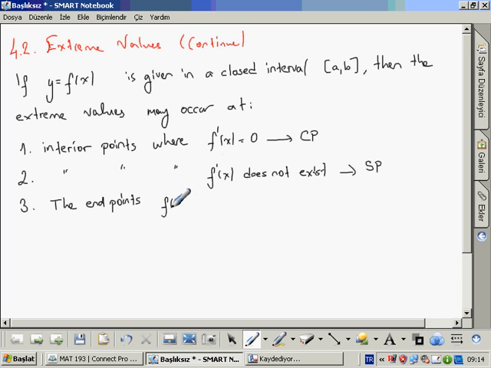And the third one, the endpoints: f of a and/or f of b. Okay, and these are the endpoints. And let me give you a theorem about these critical points.